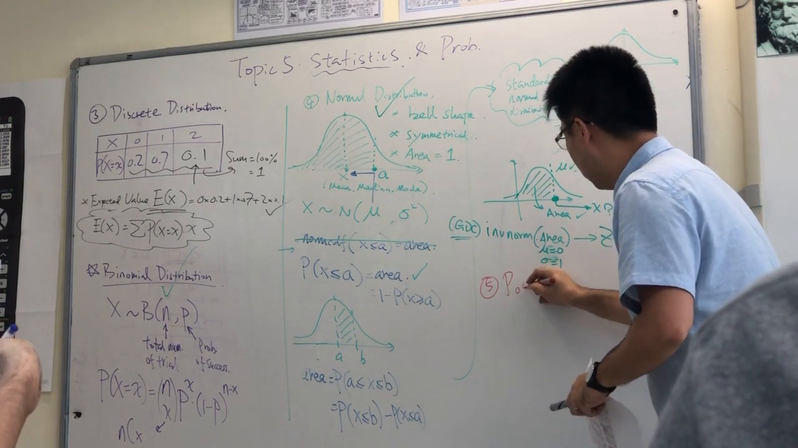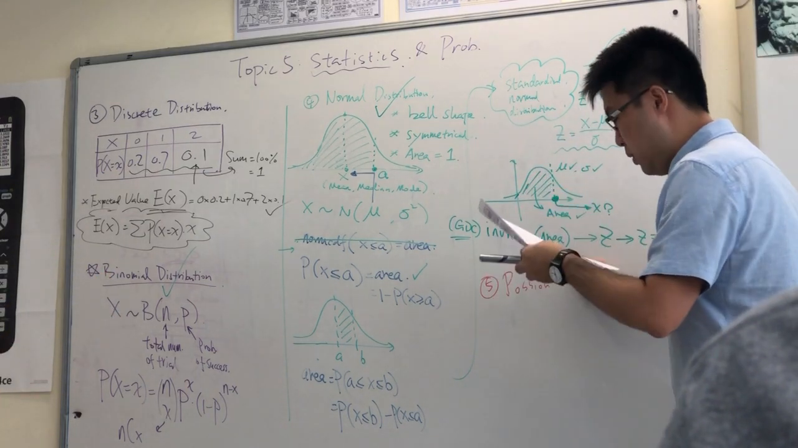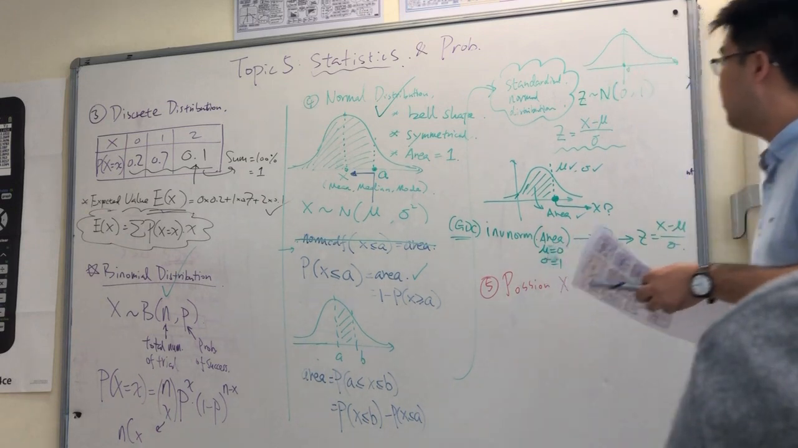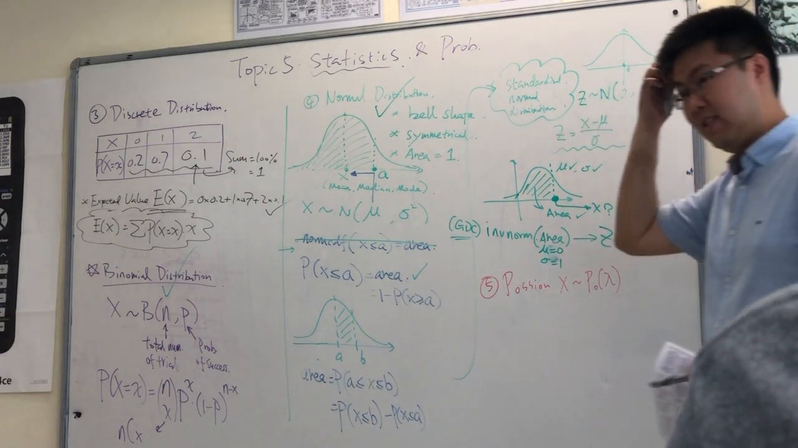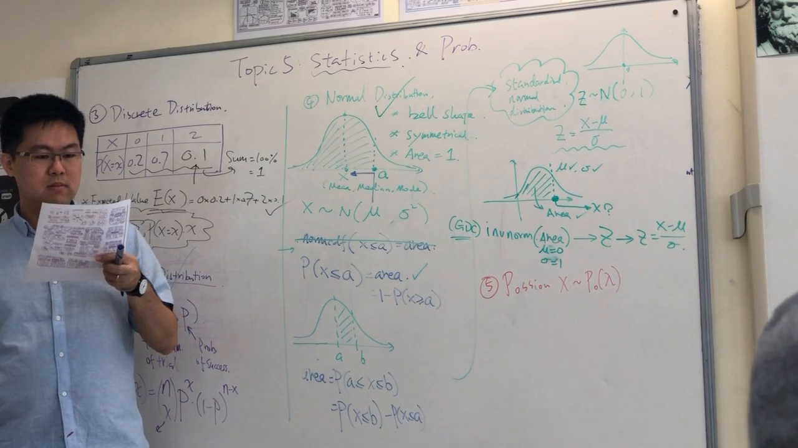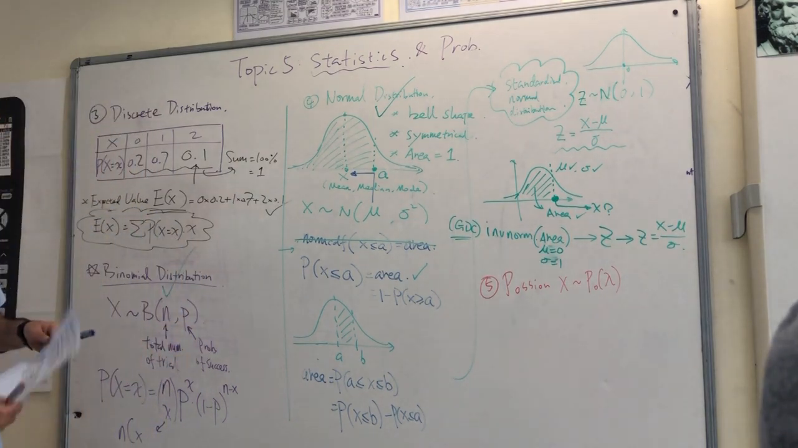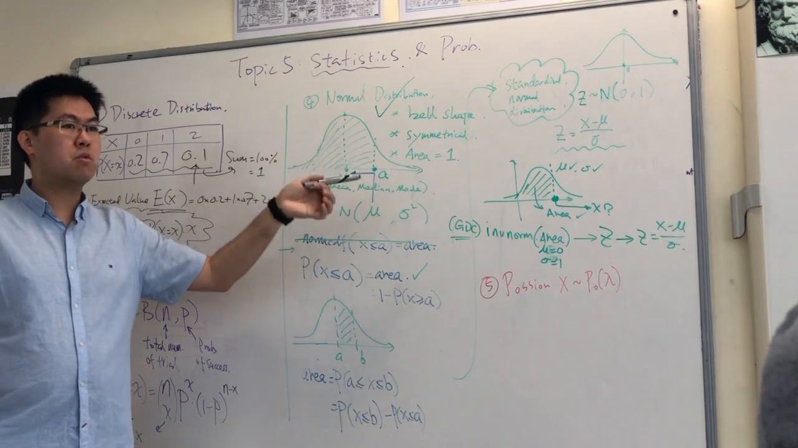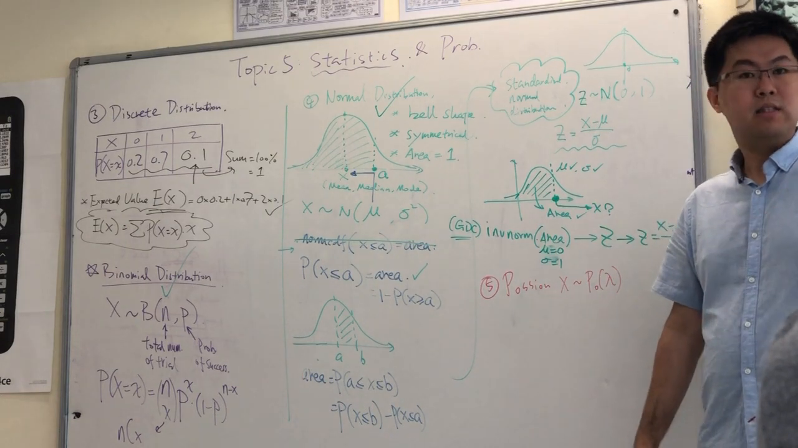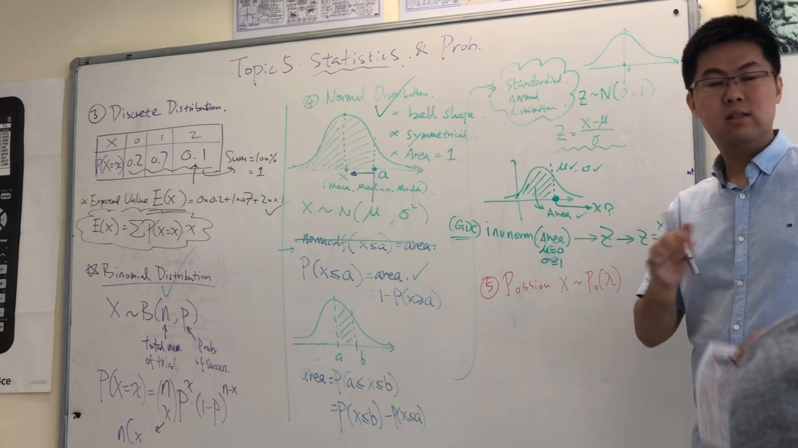For the Poisson distribution, what's the difference between Poisson and normal? Can someone tell me the largest difference? There's no boundary. What else? It's a graph. Okay, we also have a graph over there. What's the biggest difference? Fundamentally, the normal can be used to describe continuous data, like the height or the weight, something that can be measured. But the Poisson distribution can only be used to describe discrete data.